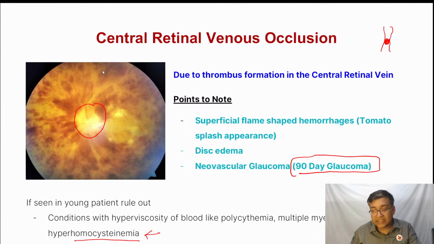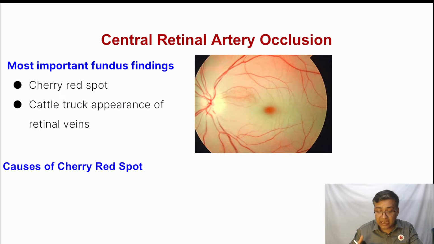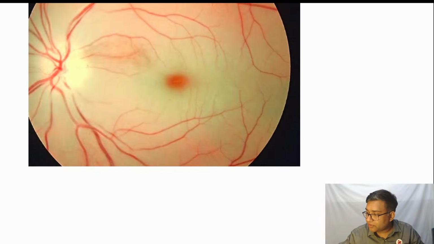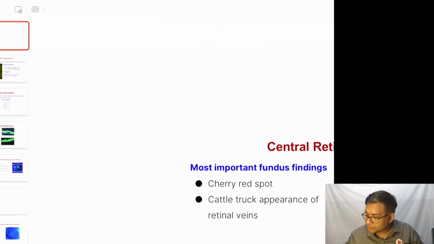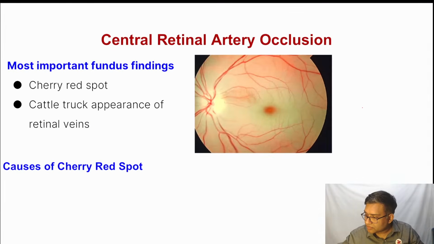So like central retinal venous occlusion, we have a central retinal artery occlusion as well. But in total contrast to the central retinal venous occlusion, in central retinal artery occlusion, we would be having a pale retina. Okay, so we would be having a pale retina here, and that is very important because in these patients you can have a cattle trucking of veins like this.